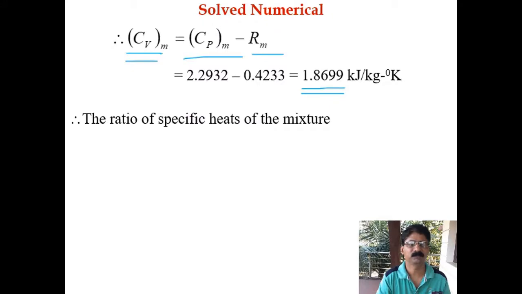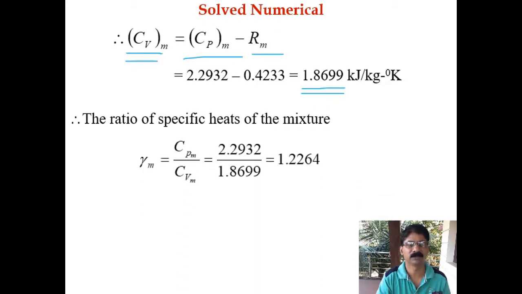Now the ratio of specific heats of the mixture, gamma for the mixture, is equal to Cp for the mixture divided by Cv for the mixture. So you'll get it as 0.2264. So with this I conclude lecture number 7.